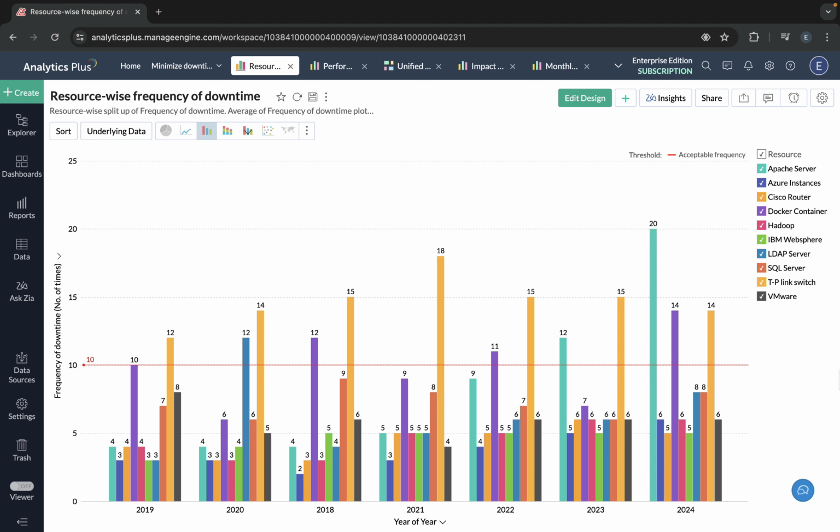For example, the analysis shows a sharp increase in downtime incident frequency for the Apache Tomcat server post year 2022, approximately 4 years since its purchase. The analysis also pinpoints inconsistent availability for the Docker container and consistent breach of downtime frequency thresholds by the TP-Link switch. These observations highlight the need to revisit maintenance plans for devices such as the Apache Tomcat server, Docker container, and TP-Link switch.